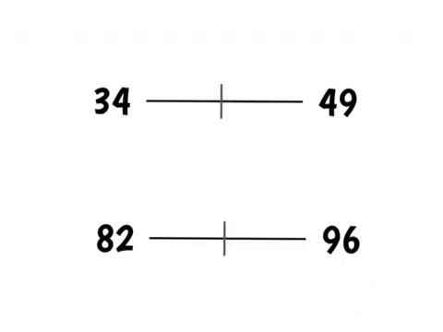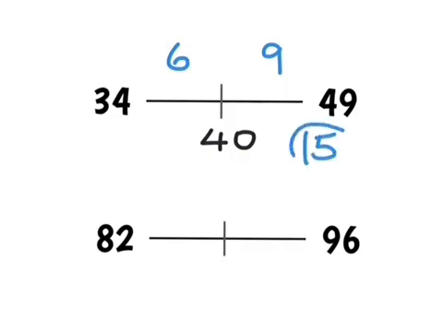Let's try some more. I want to find the total gap between 34 and 49. So the first thing I'm thinking of is the next multiple of 10 after 34, which is 40. Now I want to find the gaps. The gap between 34 and 40 is 6. The gap between 40 and 49 is 9. My total gap is 6 plus 9, or we can switch that around and make it 9 plus 6, which is 15.